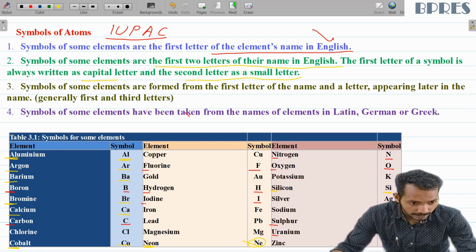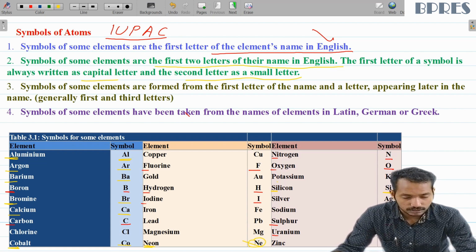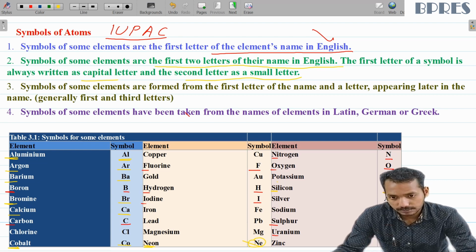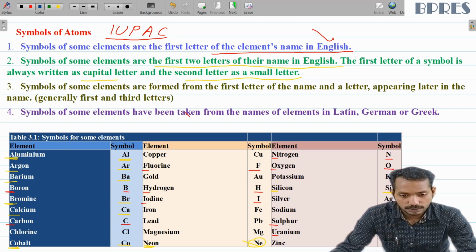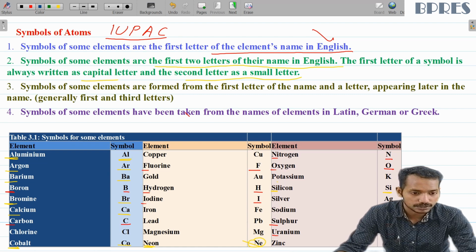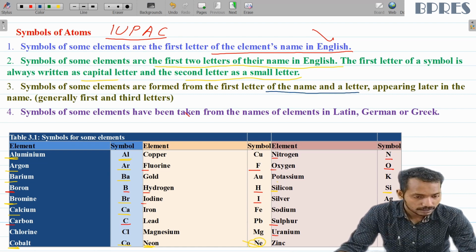And in case of zinc, others are not. And the third category: symbols of some elements are formed from the first letter of the name and a letter appearing later in the name.